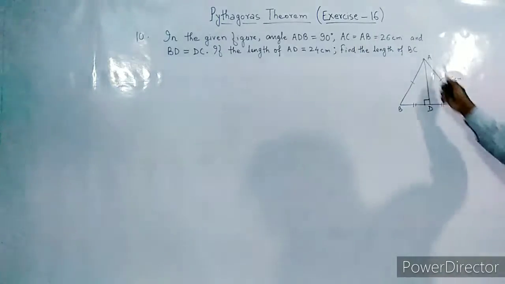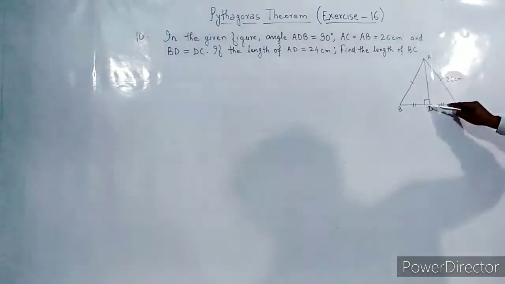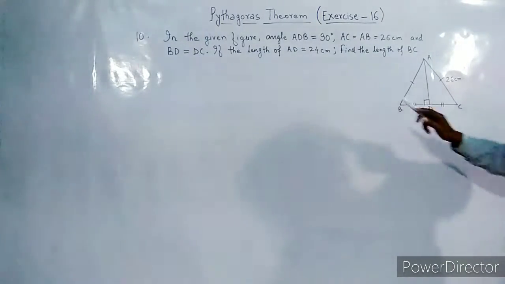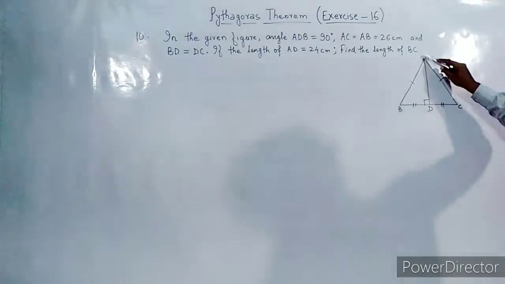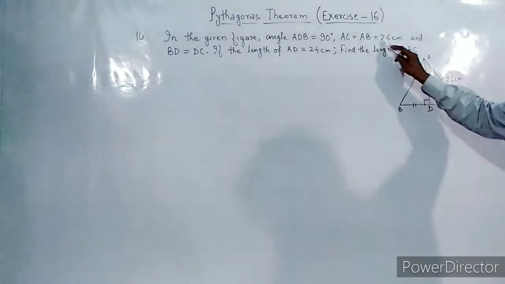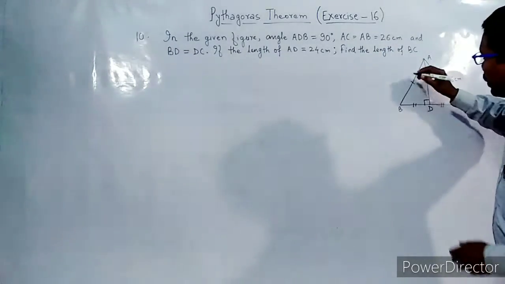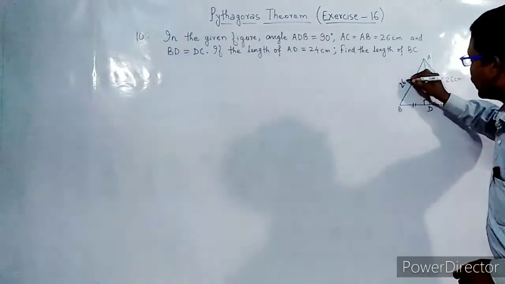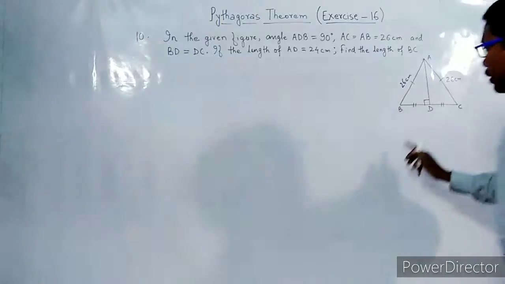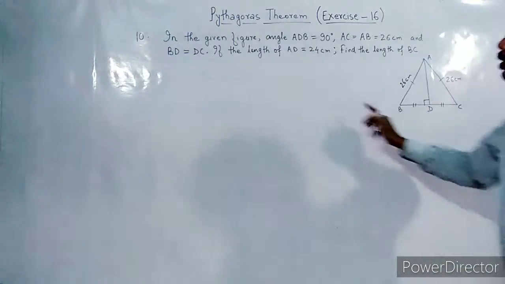So in this given figure, angle ADB is 90 degrees, and AD is perpendicular to BC. AC is equal to AB, 26 centimeters. So AC is 26 centimeters, and AB is also 26 centimeters. And BD equals DC. These two are equal.